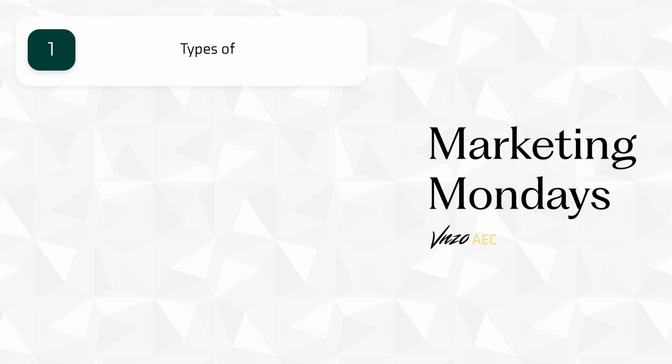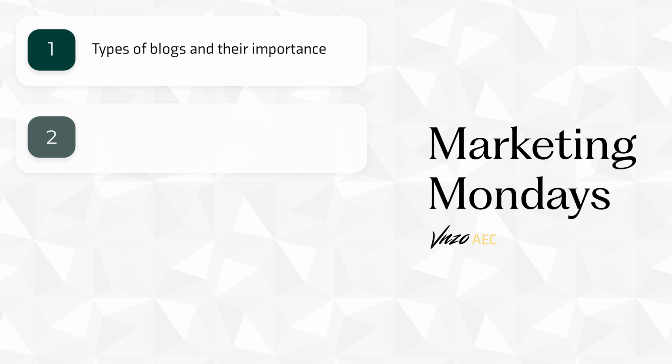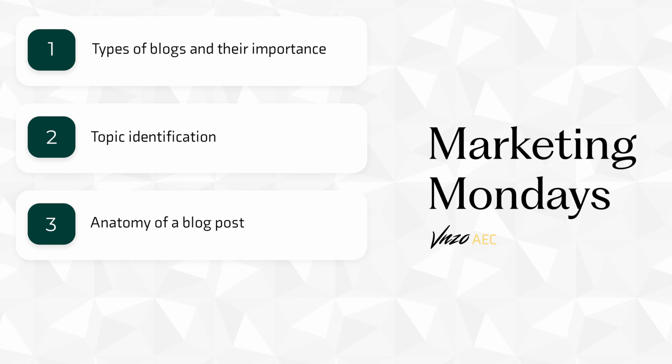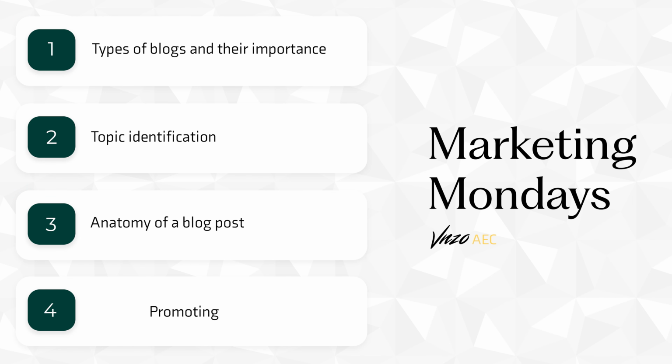On that note, it's time to end, so we're going to wrap it up here with our conclusion. So today we covered several different topics. We covered types of blogs and importance of them. We talked about identifying topics. We talked about the anatomy of a blog post, and we gave you some meaty details there. And lastly, we talked about promoting your blog content so more than your aunt and uncle see it.